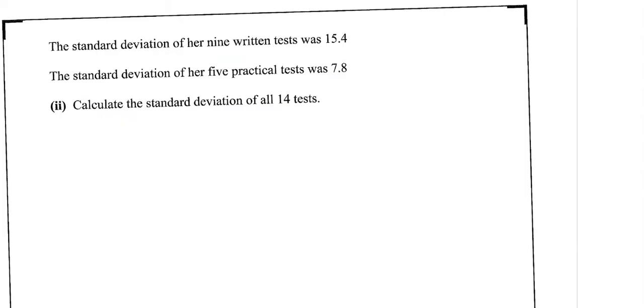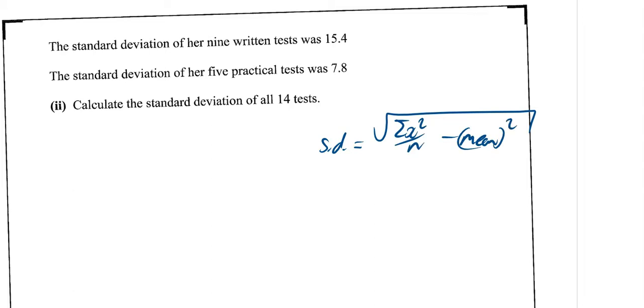It says the standard deviation of our 9 tests was 15.4. The standard deviation of our 5 tests was 7.8. Calculate the standard deviation for all 14. Right, I'm going to write down my formula for standard deviation again. Standard deviation is equal to the square root of sigma x squared over n minus your mean squared. So I need to find sigma x squared, first for the first lot of them, and then for the next lot as well.